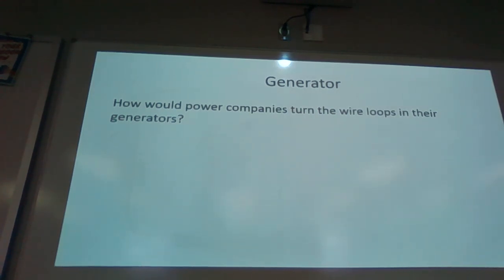Heat's necessary. Steam. Okay, so how are we going to produce steam? We need heat to make steam. One example is nuclear. The other more popular example is burning coal. Burning coal produces heat. A nuclear reaction produces heat. We take that heat and we boil water to make steam. We take that high pressure steam and shoot it through turbines and spin the wire loops.